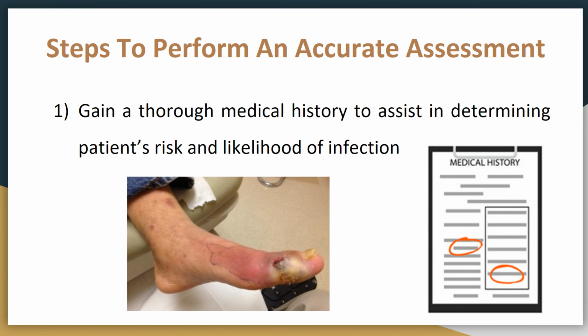Before a diabetes patient's foot is assessed for infection, certain steps must be performed to ensure an accurate assessment. This includes gaining a thorough patient history concerning a previous infection, ulceration, and/or amputations, as well as gaining information on the patient's medical conditions and medication, which might influence the presentation of an infection and/or impair the patient's ability to fight an infection and heal. By gaining a thorough medical history, it assists in determining the patient's risk and likelihood of an infection.